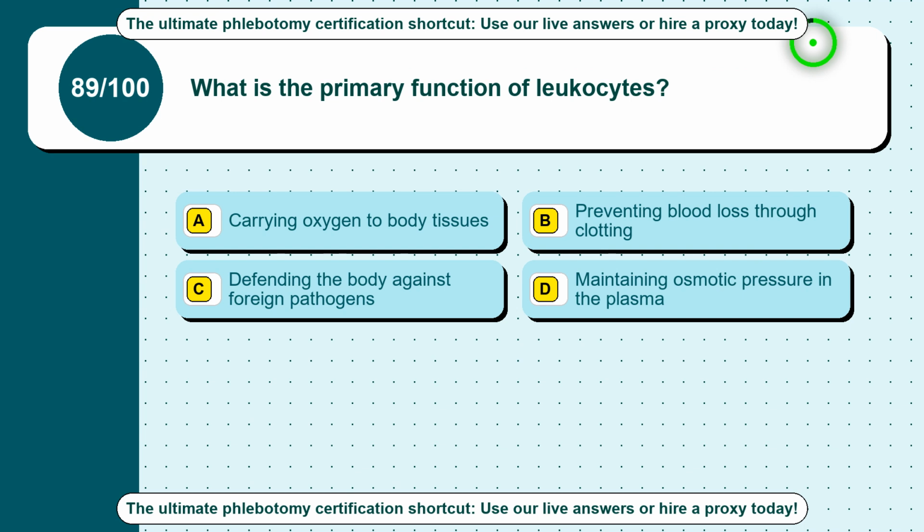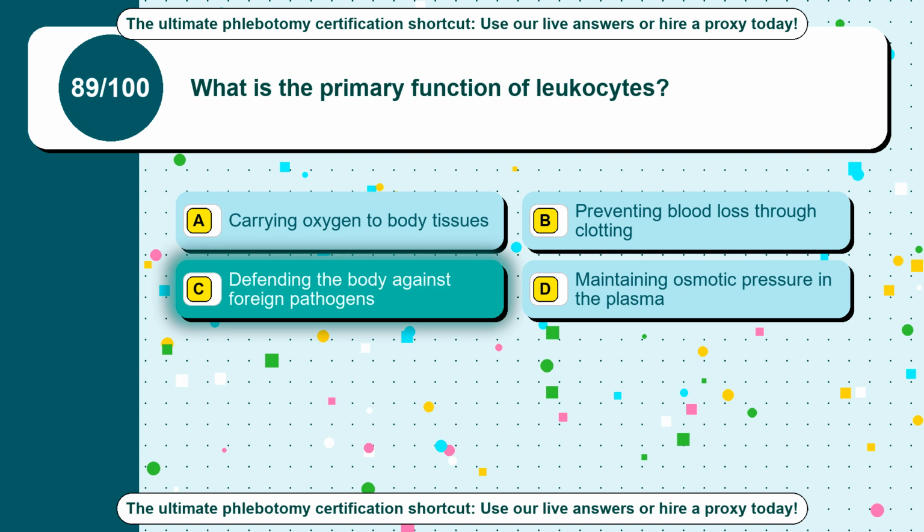Question 89. What is the primary function of leukocytes? Option A, carrying oxygen to body tissues. Option B, preventing blood loss through clotting. Option C, defending the body against foreign pathogens. Option D, maintaining osmotic pressure in the plasma.